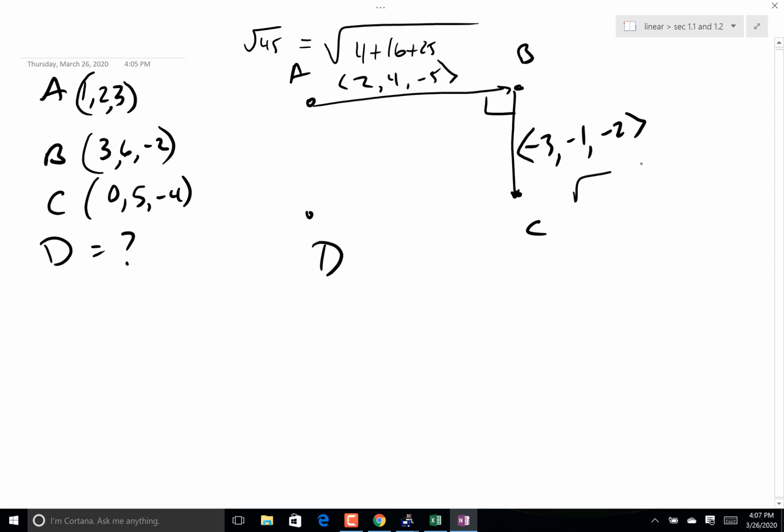And this guy here should be the square root of 9, 1, 4, 14. Square root of 14 units long there, I guess. Nice, nice, nice.